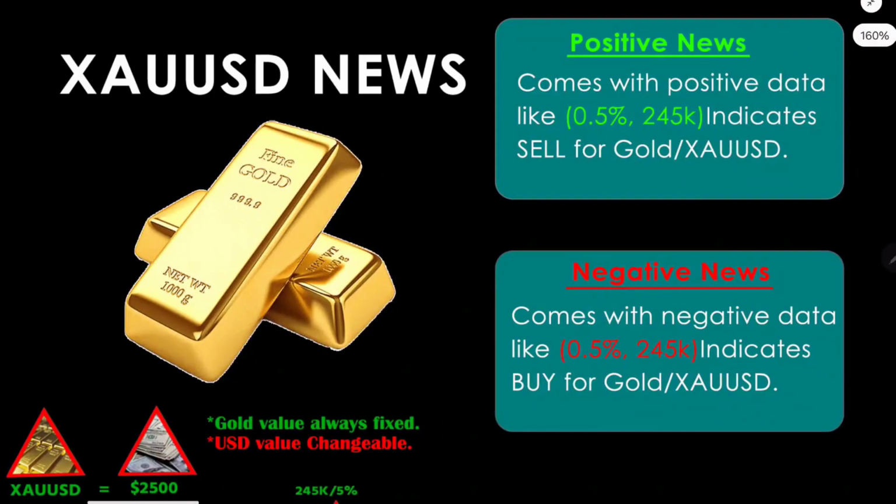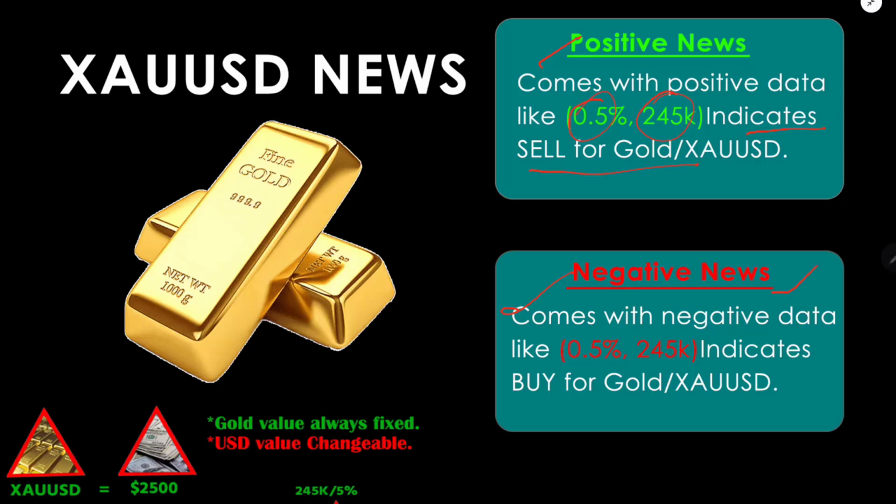As you can see, I put a lot of things there, like positive news and negative news. You may know that there are two types of economic news that come in the market. One of them is positive news. Positive news means data like green 5%, green 245k, and positive news indicates sell for gold, or XAUUSD. You may ask me, Mr. Boom, why? We will discuss this briefly later.